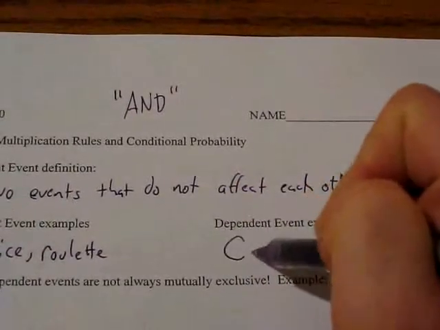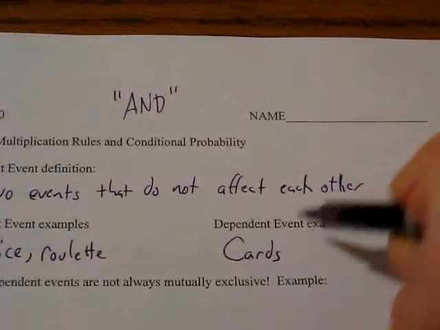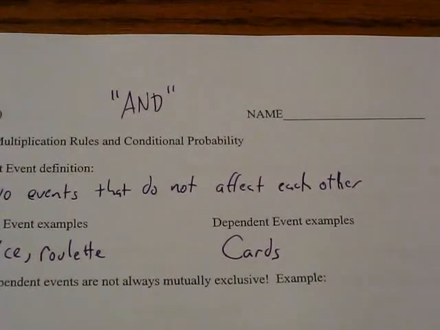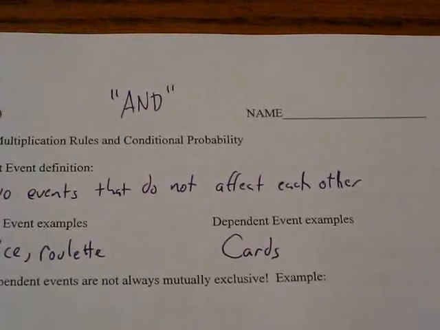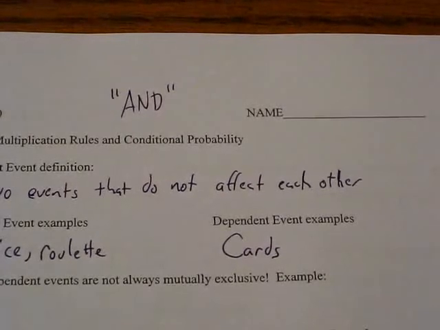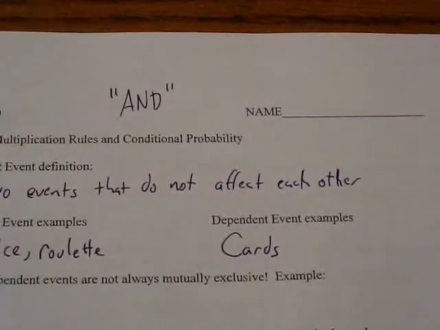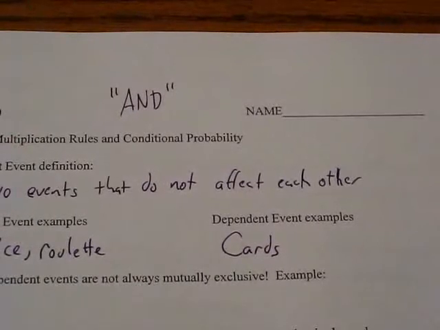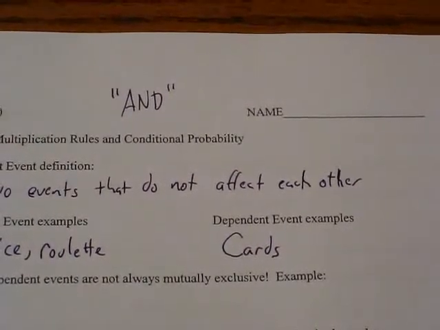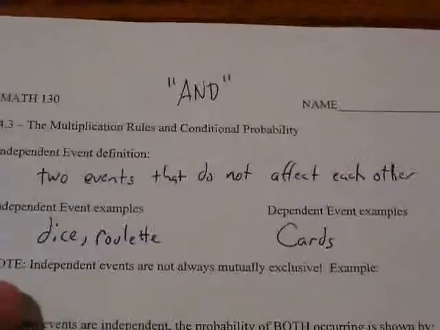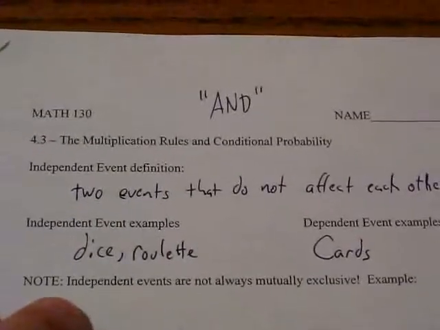A dependent event would be like a game of cards. If you don't replace the cards after pulling the card out of the deck, it is technically a dependent event, where once you pull a card out, the odds of every other thing has changed in the deck because now there's one fewer card.